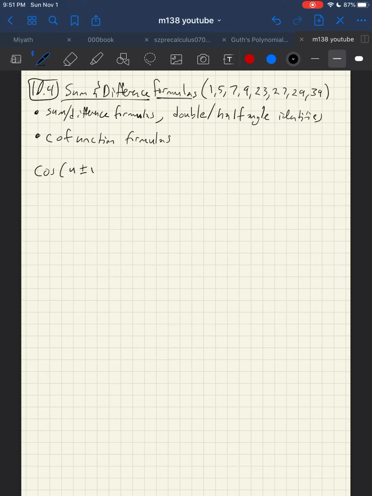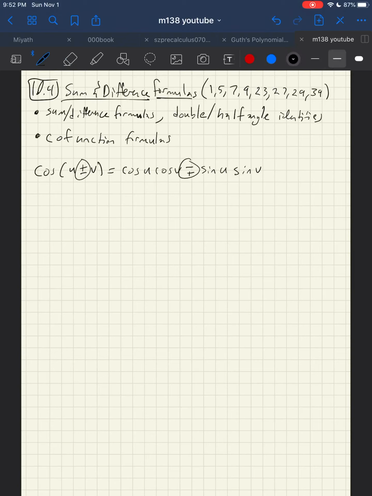Cosine of u plus or minus v is going to be cosine u cosine v minus plus sine u sine v. Now what this minus plus symbol means is that if I've got a plus here, I've got a minus here. And if I've got a minus here, I need to put a plus here. It would be clear if I wrote out two formulas: cosine of u plus v is cosine u cosine v minus sine u sine v, and separately another formula, cosine of u minus v equals cosine u cosine v plus sine u sine v.